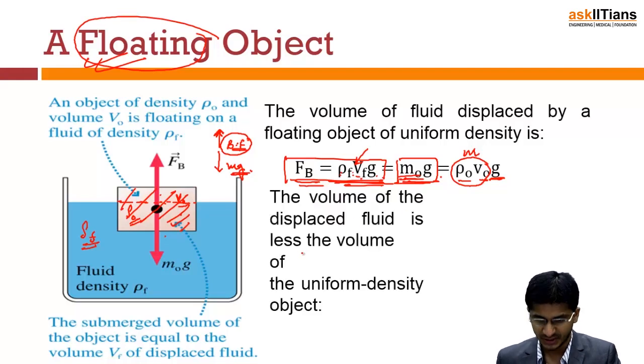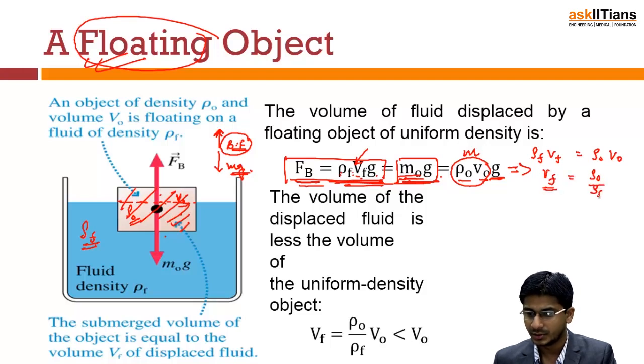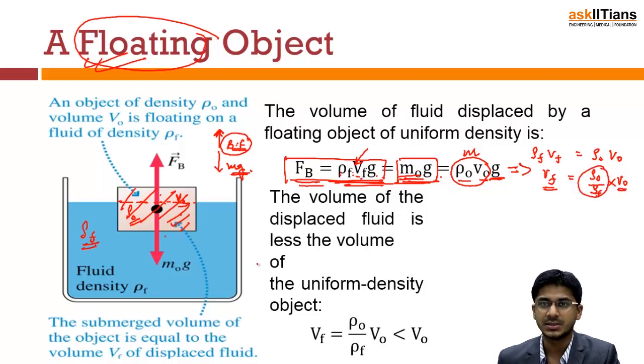Now the volume of the displaced fluid. Since this is floating, from this very equation, if you cancel out g, you have rho f times Vf equal to rho naught times V naught. That gives you the volume of the fluid displaced as rho naught by rho f times V naught. Here rho f is the density of the fluid and rho naught is the density of the block. Now Vf, we know that the volume of the fluid displaced, is less than V naught.